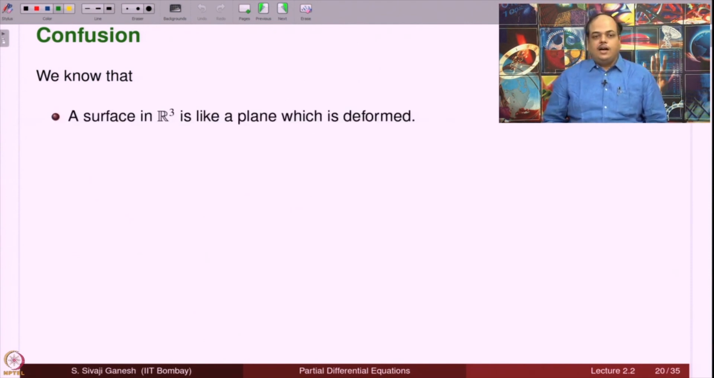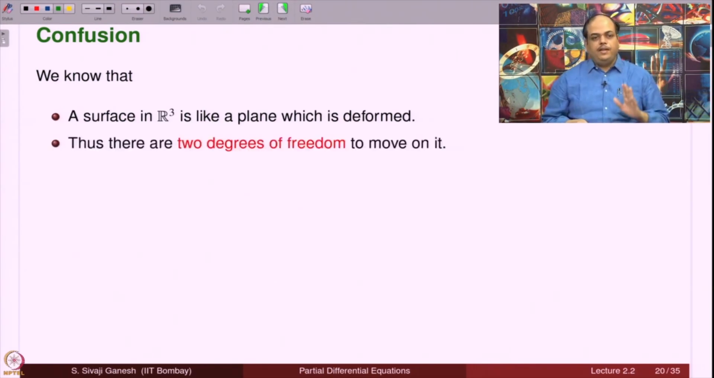Now, a surface in R3, how does it look? It looks like a plane but slightly deformed, right, that is the feeling. Therefore, it looks like there are 2 degrees of freedom to move on a surface. If you are on a surface like this, you can move like this, right, 2 degrees of freedom. It is not like one single straight line, like a road on which you can't overtake.